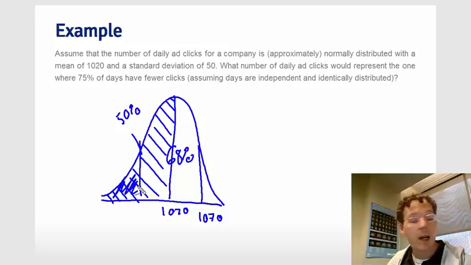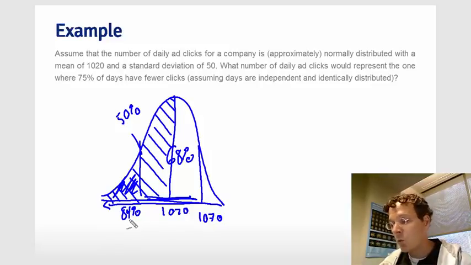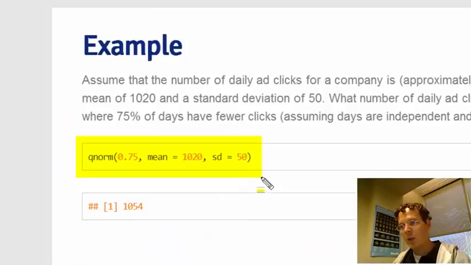Let's see if we can think about that. If there's 68% between these two numbers, that would put 32% outside of it, and then 16% in either tail because the normal distribution is symmetric. So from 1,070 below should be about 84%. So we know that whatever number we get has to be between 1,020 and 1,070. And here's the command right here where we do qnorm 0.75, mean equal to 1,020, and standard deviation equal to 50. And of course we get a number between the two numbers that we were talking about before, 1,054.